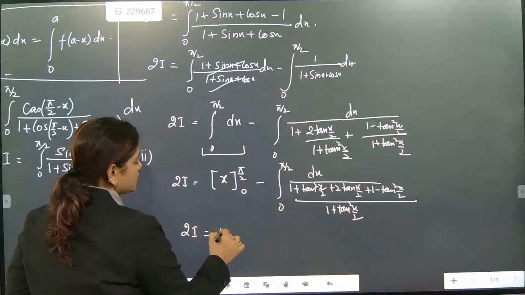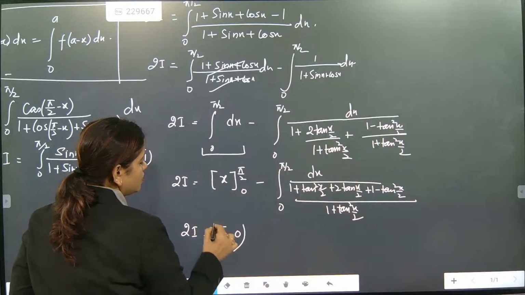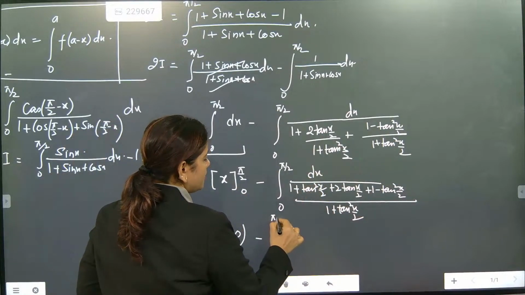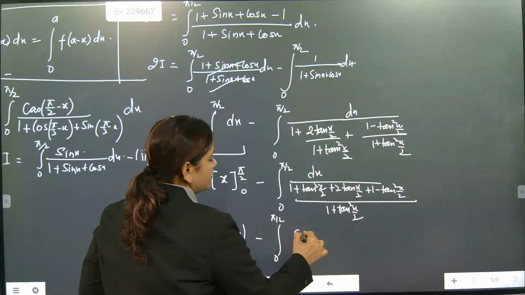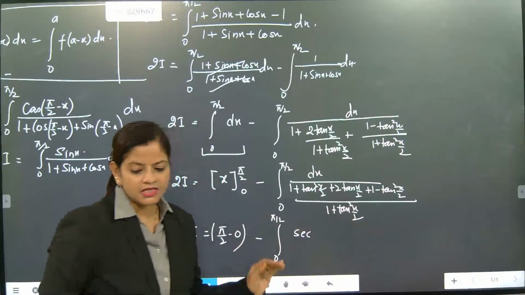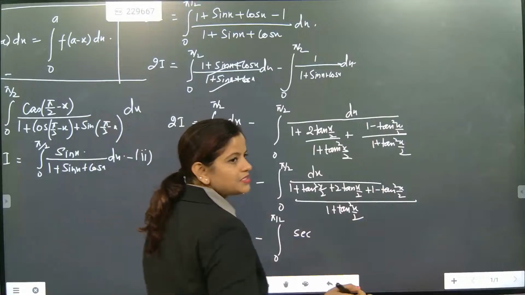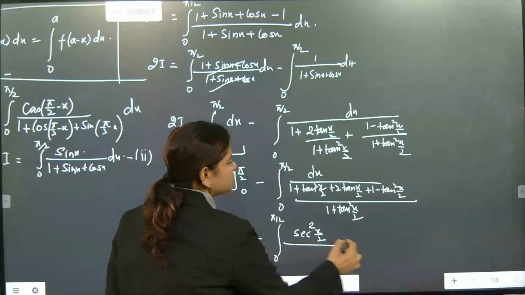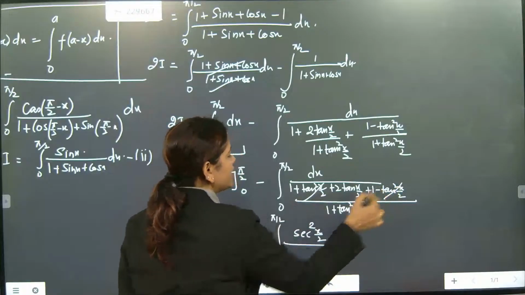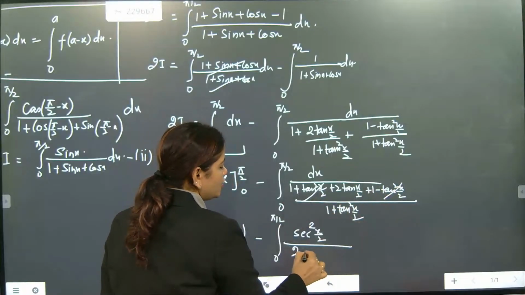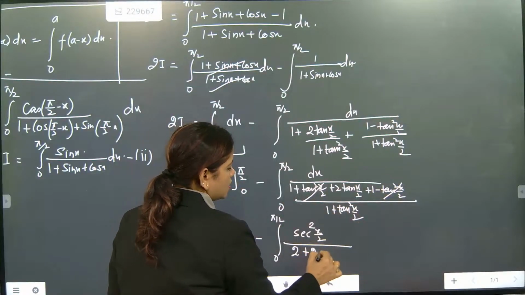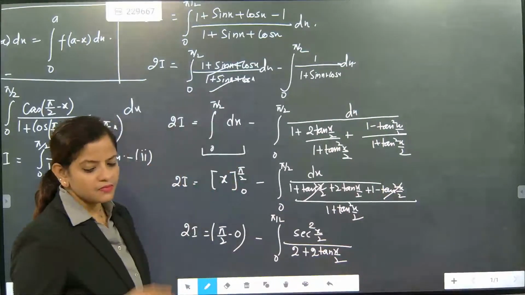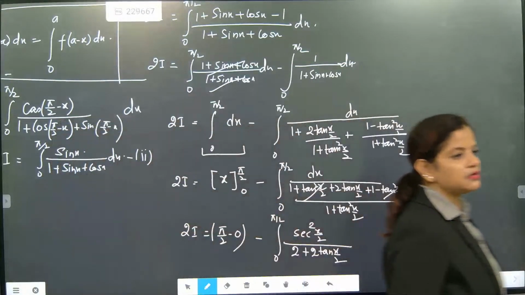I is equal to pi by 2 minus 0, slowly over. Minus, this part will go up. It is coming as pi by 2 to 0. 1 plus tan square theta is secant square theta. It will become secant square x by 2. This and this will get cancelled. 1 plus 1 will become 2, plus 2 tan x by 2. Come on, do it. From here, can you take the lead, please?